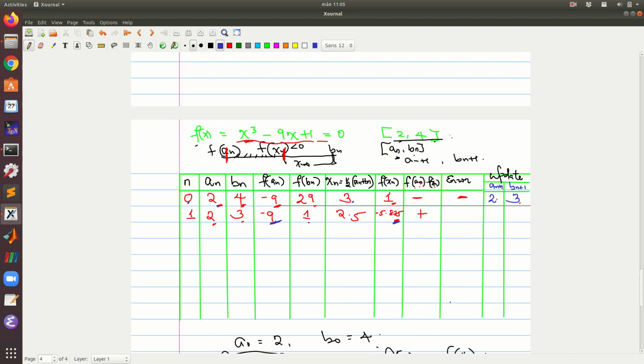Okay, so that means that you can calculate the error here by finding, because this is xn, this is x1, and this was x0.